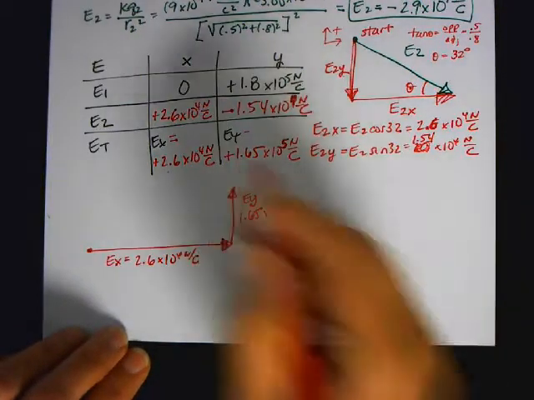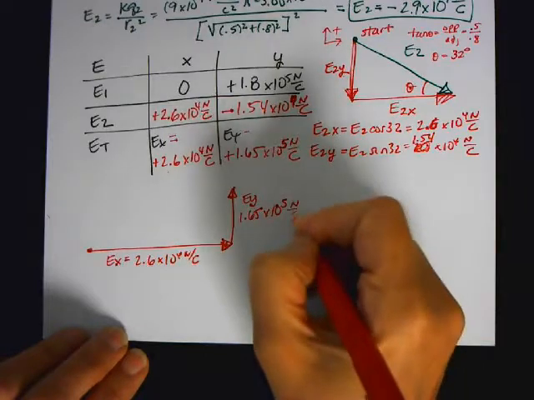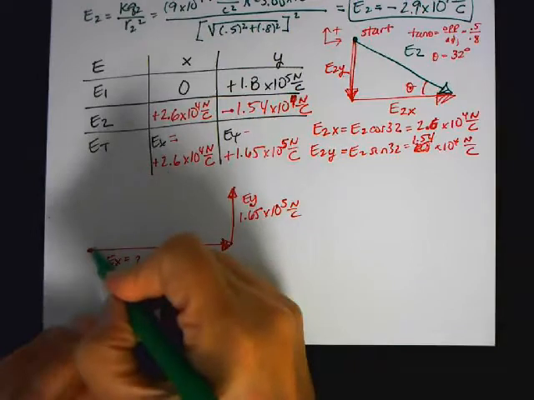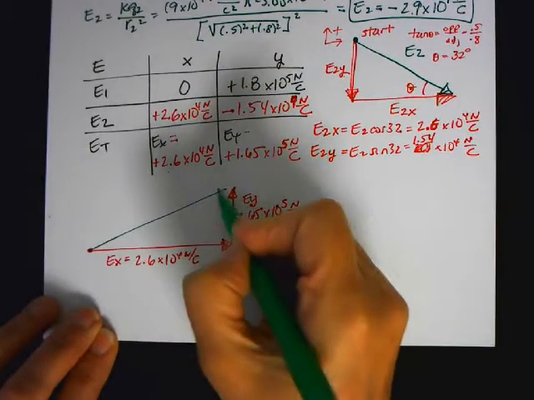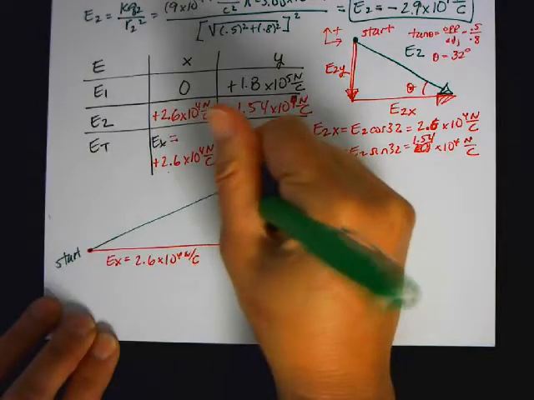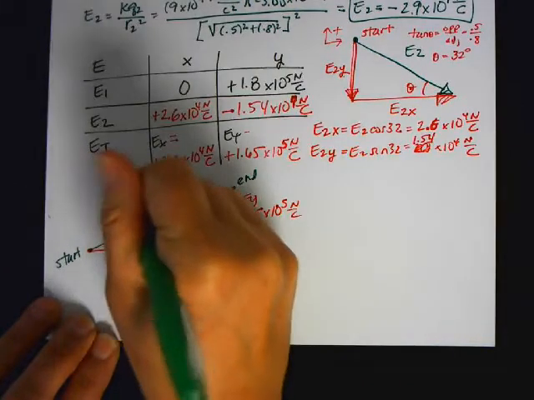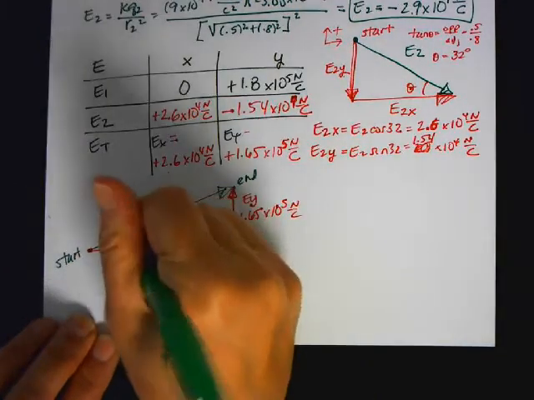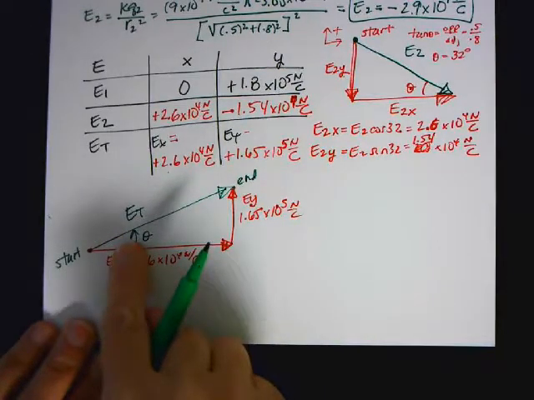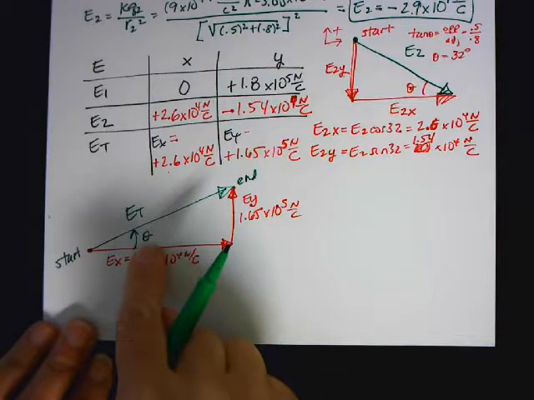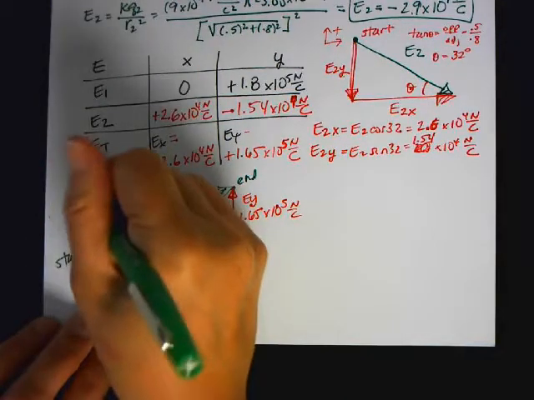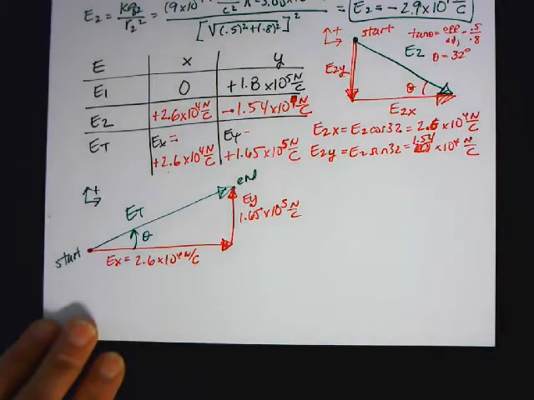And then from the head of this vector, I do the tail of the other. This is where I started. This is where I end. So this is my result, ET. Now, to find the magnitude of this, I use the Pythagorean theorem. To find the direction, I use probably tangent. Remember, we're still using our standard sign convention that up and to the right is positive.